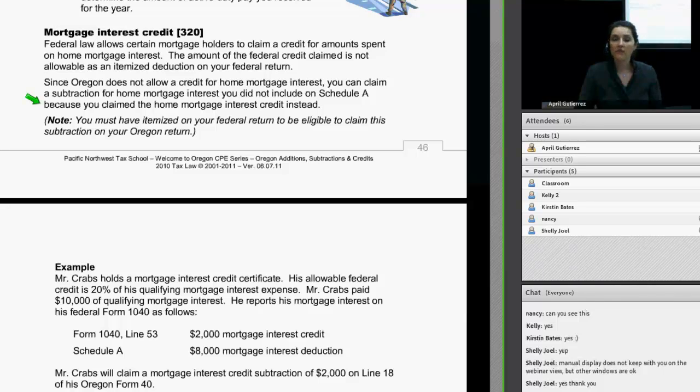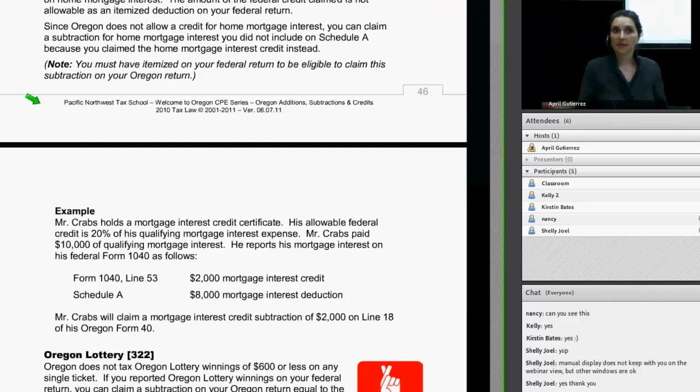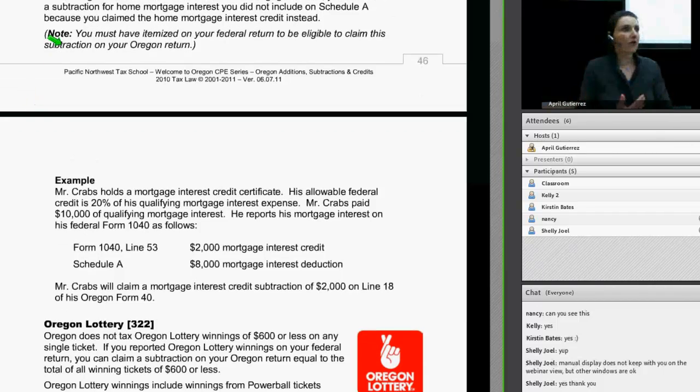Well, there's a pattern we're seeing here already under subtractions, and that pattern is if the federal would have allowed a deduction but didn't allow it because you claimed a federal credit, but Oregon does not have the same credit, Oregon says, we're going to give it to you anyway. So the tuition and fees deduction is an example that I've given you already. This second one is the home mortgage interest credit. So at the federal level, you reduced your itemized deductions because you claimed a credit, and because of that, Oregon is saying, we're going to give you an extra subtraction equal to the amount you didn't deduct on federal because you claimed the credit.